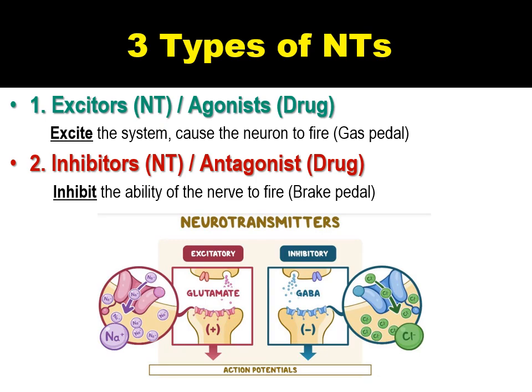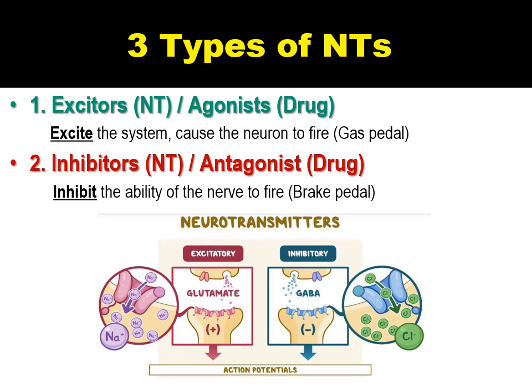Exciters, which excite the system. They cause the neuron to fire. It's like hitting the gas pedal. And when we start talking about drugs, those are agonists. Agonists are the drug exciters. But for neurotransmitters, we say exciters.